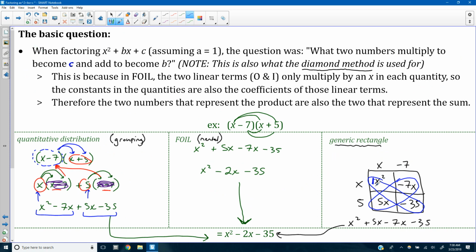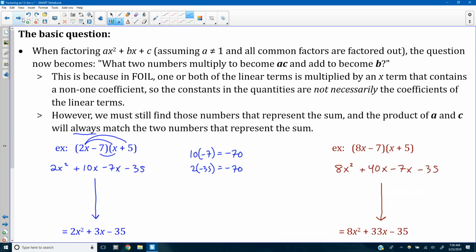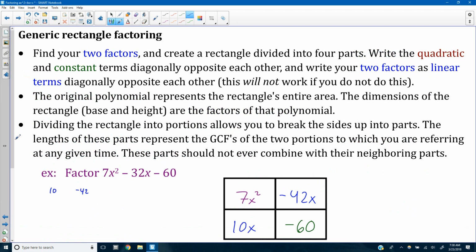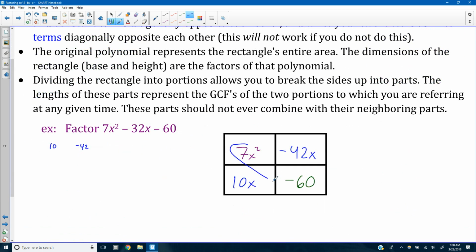Now, in confirming that we set it up well enough, let's take a look at the fact that 7 times negative 60, which is negative 420, is the same thing as 10 times negative 42, which is negative 420. Those should both give you negative 420 when multiplied. That means I'm set up for success right here.